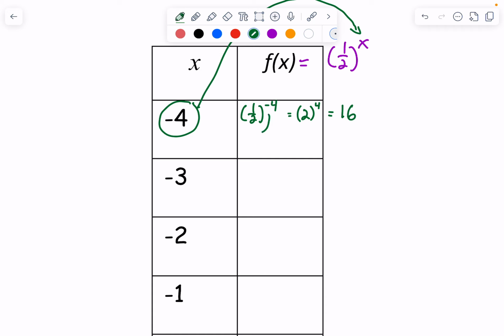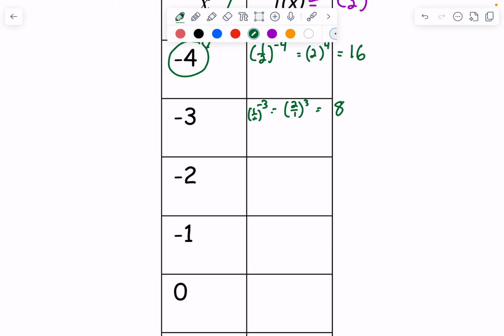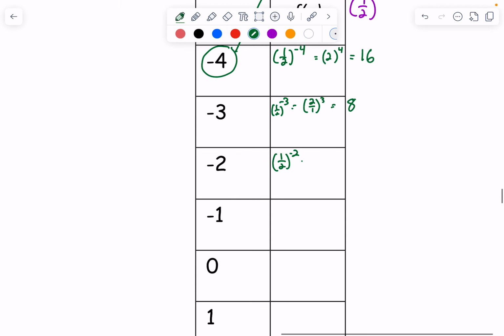So every time you deal with this negative exponent, really you're just making your base 2. You're doing the opposite, right? So this again would be 1/2 to the -3. That's going to be 2/1 to the 3, which is just 8. This is 1/2 to the -2, because your function still has 1/2 as a base. You are flipping your base to deal with the negative exponent, so 2/1 to the 2, which is 4.